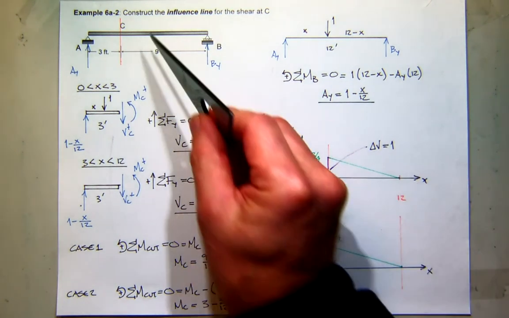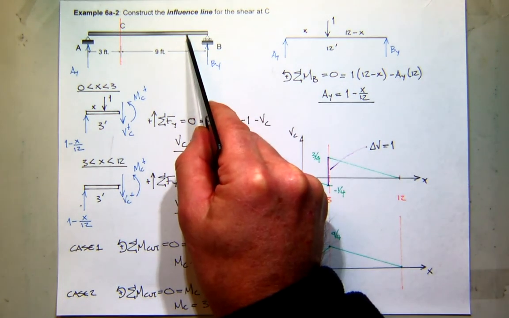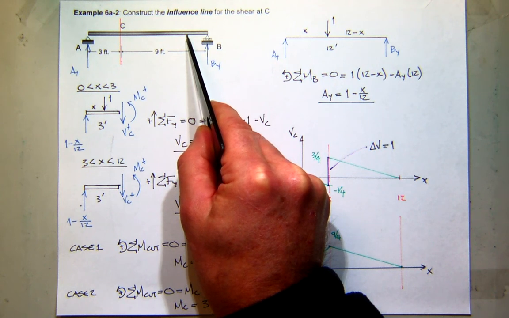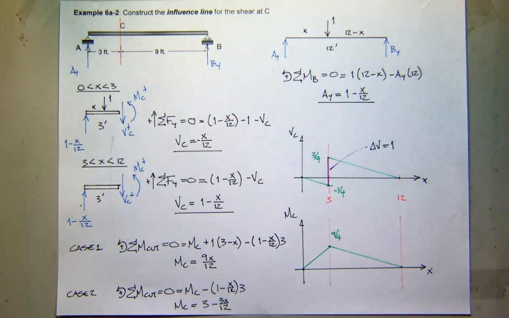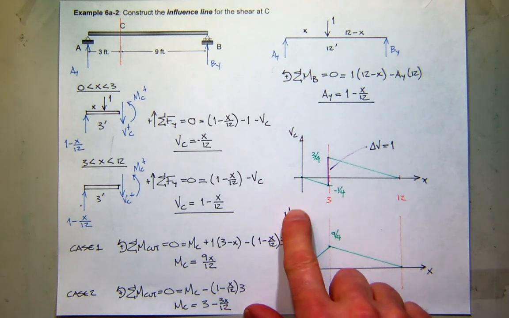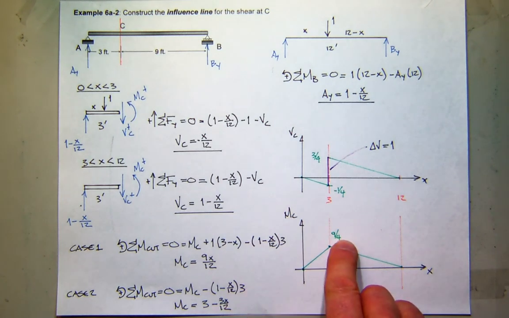What if I want to know the moment over here, say at 10 feet? You'll probably find out that the maximum moment at 10 feet will be created when I'm at 10 feet. Would it be the absolute maximum moment in the beam? I don't know. This just tells me the moment at C. This may not be the maximum moment in the structure.